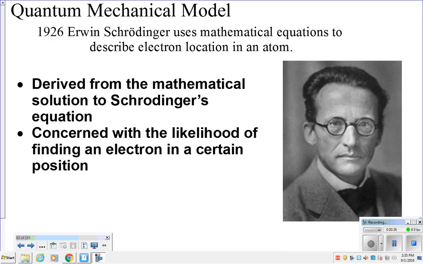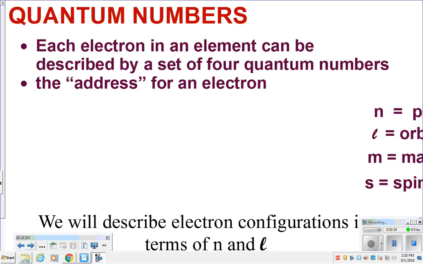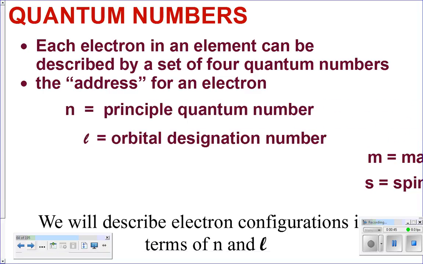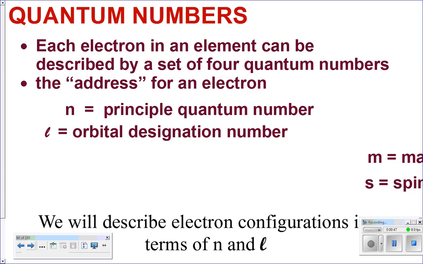As we've talked about, because electrons move around a lot, you can't really know a whole lot about them. Once you figure out where they are, they've probably moved. But he is pretty good at finding the likelihood that you might be near one. So we have some different quantum numbers. We're going to focus on what's called the principal quantum number and the orbital designation number, or the sublevel, if you will. When we put these numbers together, they really give us an address for where an electron might be.